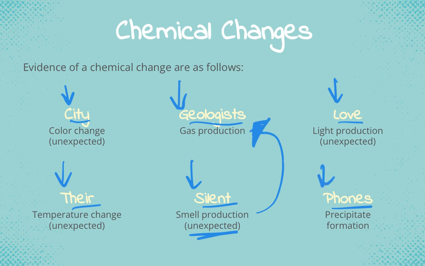Phones, the P in phones, is precipitate formation. And no, we are not talking about the rain that comes down from the sky. We are talking about when a solid is formed from two aqueous solutions. That is what a precipitate is. So again, City Geologists Love Their Silent Phones. If you observe any of these occurring, you can say that a chemical change has occurred.